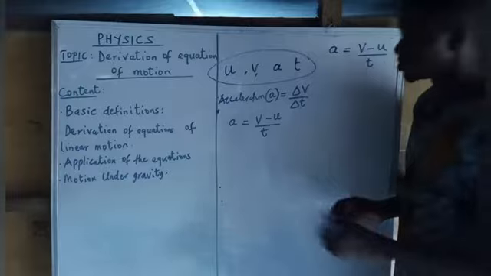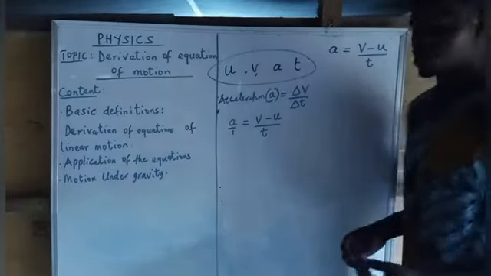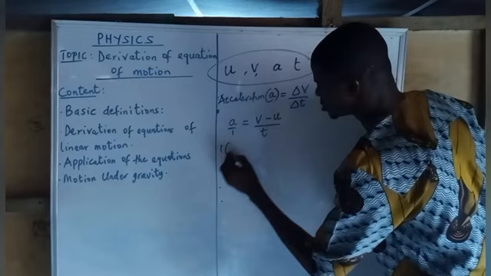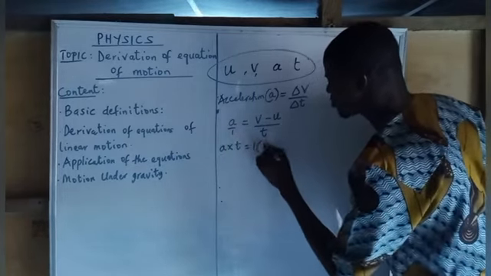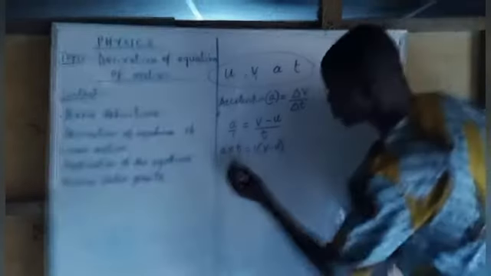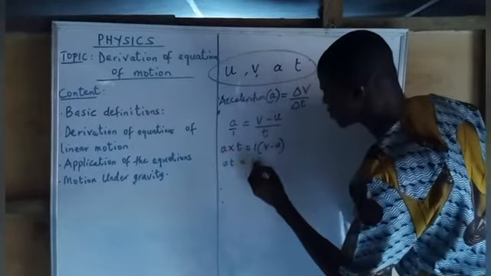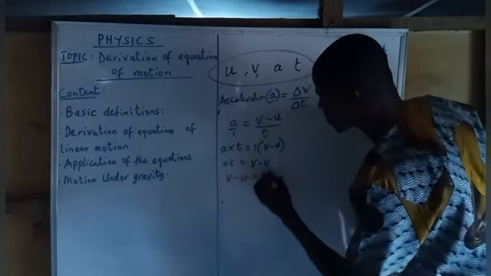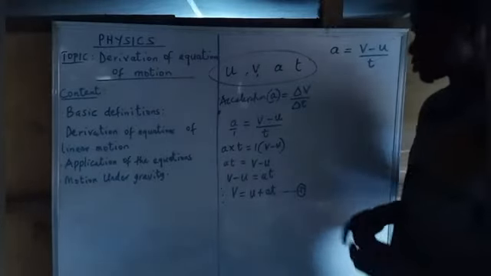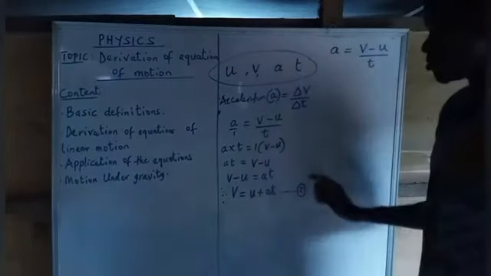From these parameters, if we cross multiply, then we are going to have A times T is equal to 1 into V minus U. Invariably, we can say AT is equal to V minus U, or V minus U is equal to AT. So therefore, our velocity V is equal to U plus AT. This is our equation 1 of motion, and that is what we call the equation 1 of motion.